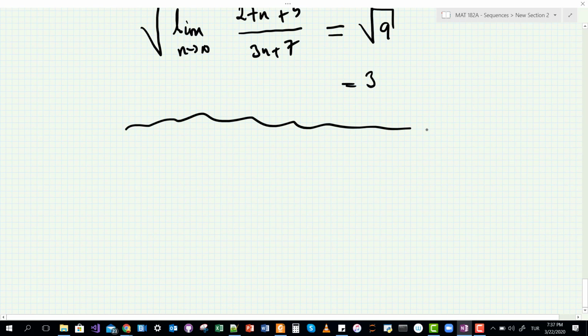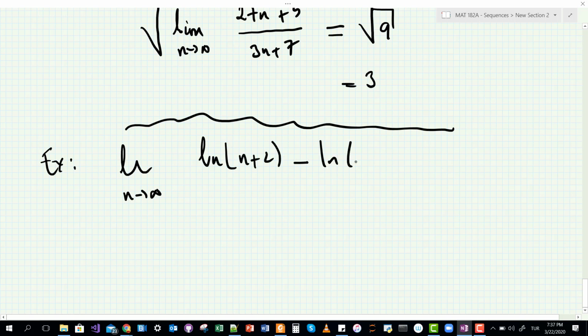Another example. It's going to be a little bit different. The limit as n goes to infinity of ln(n plus 2) minus ln(3n plus 2). This is my question. But look at it. Let me try to take the limit. The limit of the ln function when n goes to infinity is going to be infinite. And the other ln function here is going to be infinite as well. But do I know the result of infinity minus infinity? No, this is undetermined.